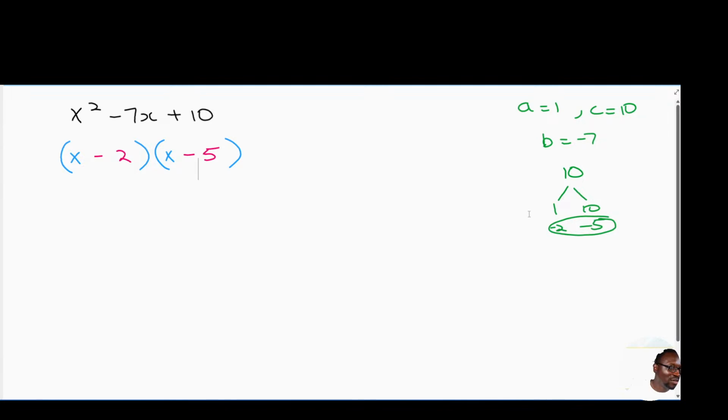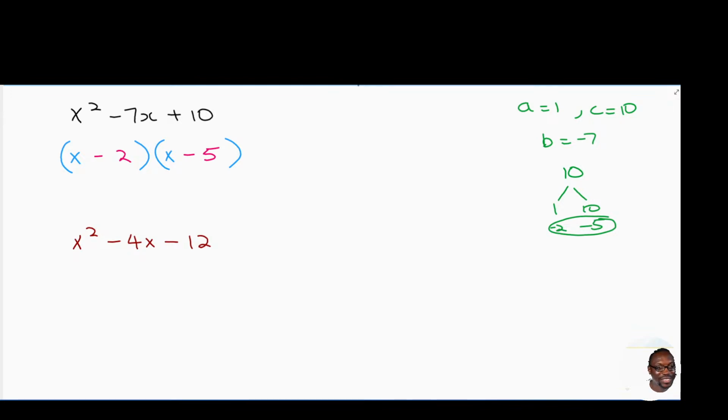So that is how you factor this. Now let's try another example. I want to show you a few different examples so that this makes a lot of sense. So we have x squared minus 4x minus 12. Okay, so we're going to do the same thing.